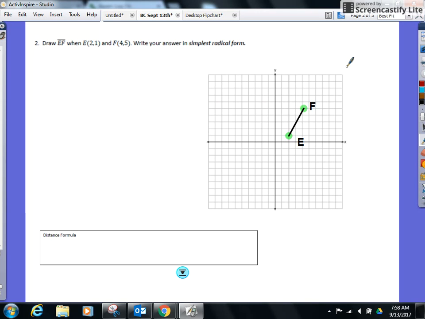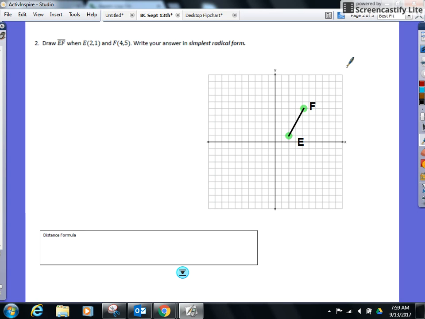Can't count. Some of you may think you can count: oh, 1, 2, 3, 4, maybe 4.5. We'll go with 4.5. That's not how we do that. We don't count. The only thing we can count is the vertical and horizontal lines we had above. So we need a new method right now to find how long that line is.